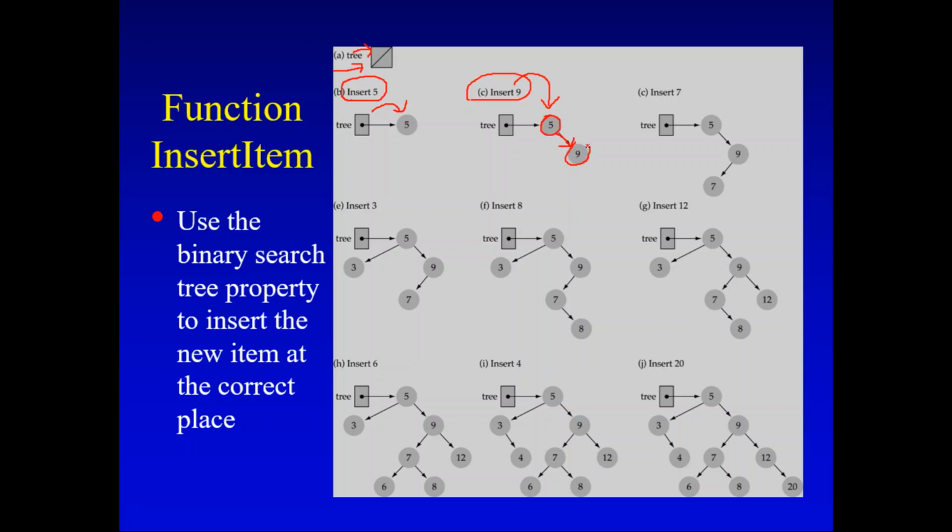Next there is another input, 7. Again the same process: start with the root node 5, check whether 7 is greater than 5. Yes. If 7 is greater than 5, then go to its right. What is its right child? 9. Is 7 greater than 9 or less than 9? It's less than 9. Is there anything to the left of 9? No. So add 7 to the left of 9. Next we want to insert 3.